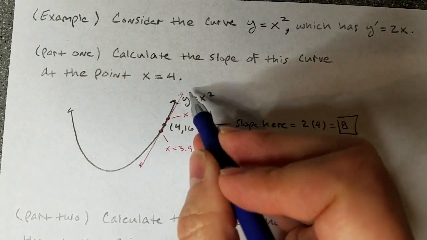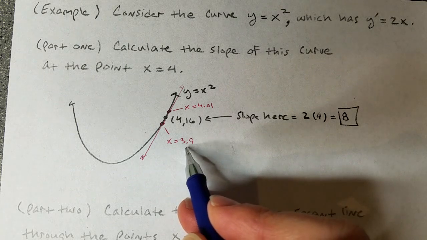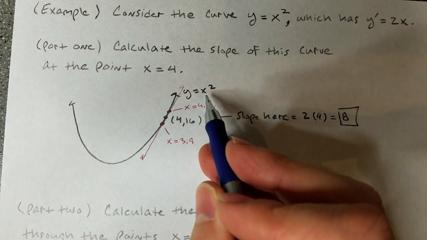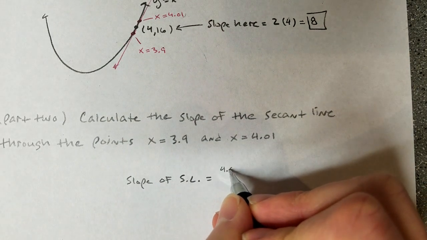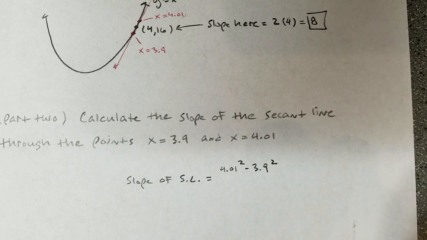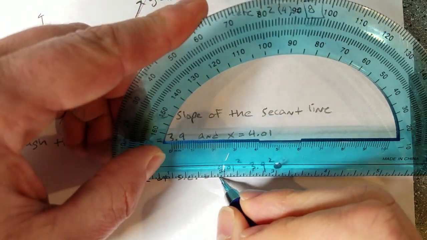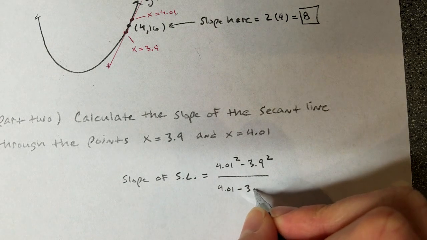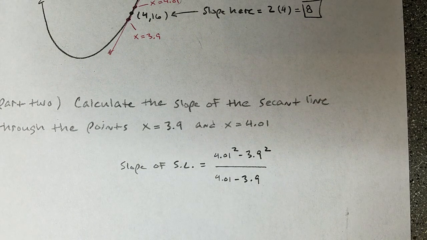How do you find the y coordinates on the curve? If that point has an x coordinate of 3.9, what's the y coordinate? 3.9 squared. If this point has an x coordinate of 4.01, what's the y coordinate? 4.01 squared. So can't we do this? 4.01 squared minus 3.9 squared, there's the rise. And then the run would be 4.01 minus 3.9. And that'll be about 8. That's my prediction, but I'll do my calculations off screen.